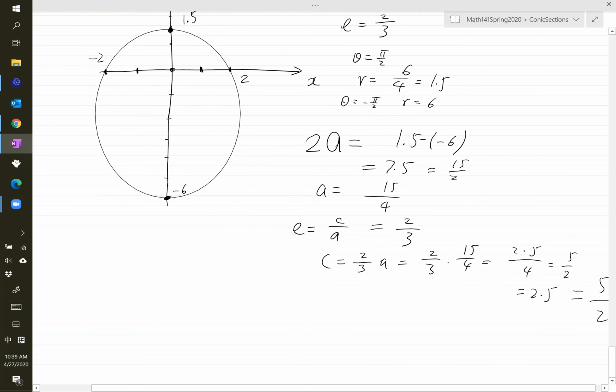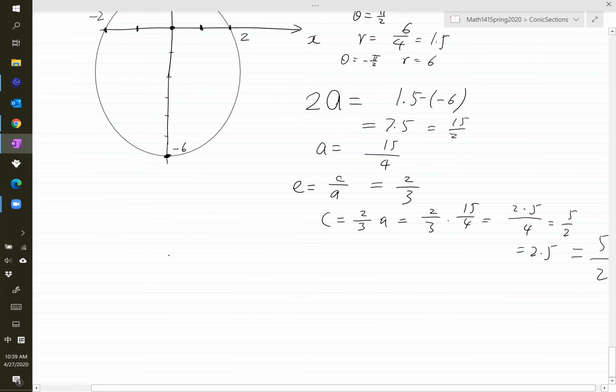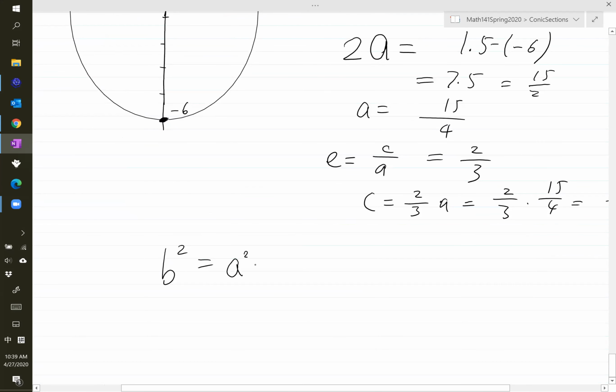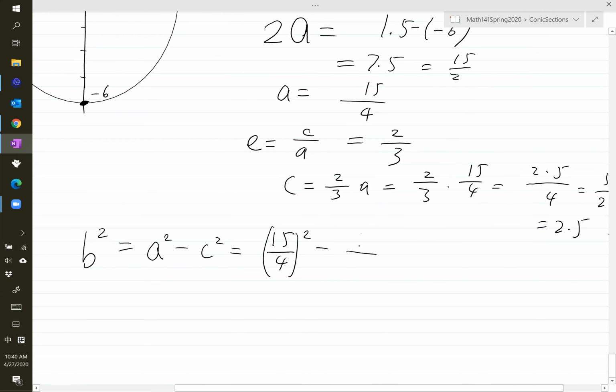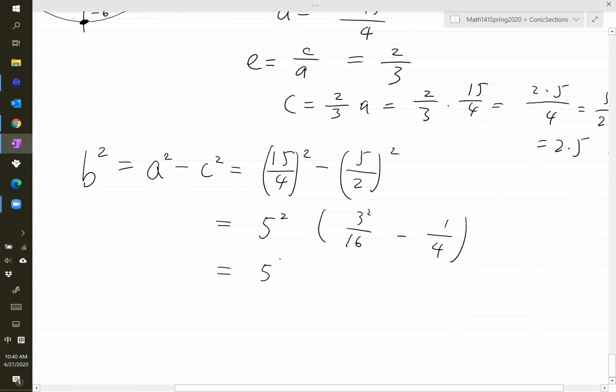So we can also find B squared. B squared will be A squared minus C squared, so 15/4 squared minus 5/2 squared. If we factor out 5 squared, it's 5 squared times 3 squared over 16 minus a quarter.